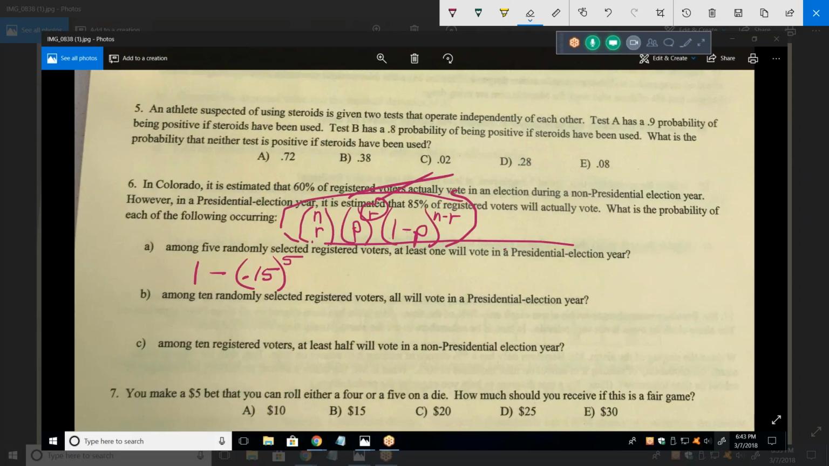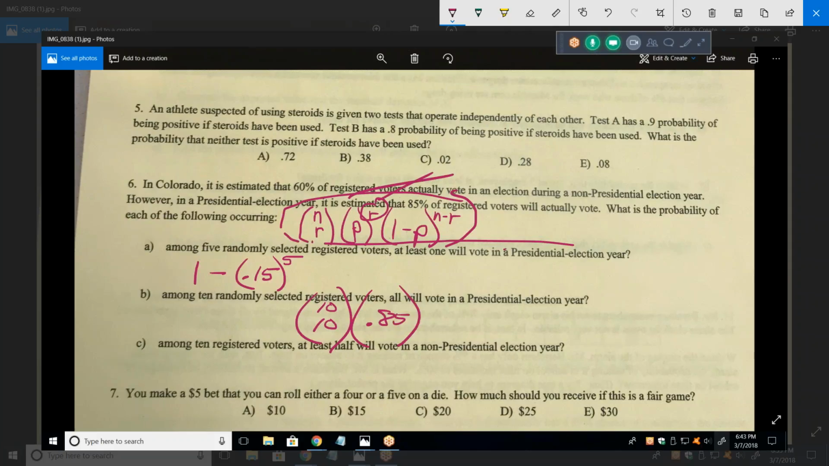Okay, among 10 randomly selected voters, all will vote in a presidential election year. So tell me what that should be. You would just do 0.85 to the 10th, which is the same as this. I want to do it this way just to show you that it's the same.